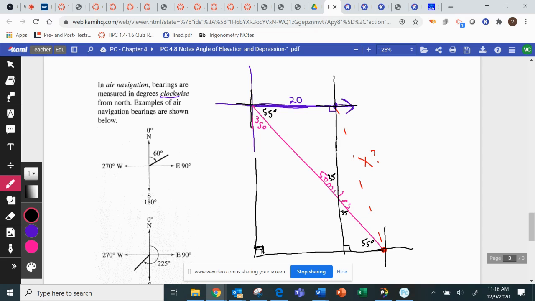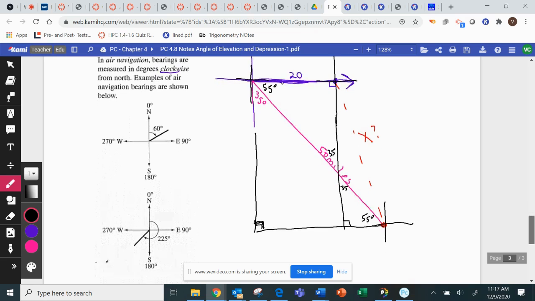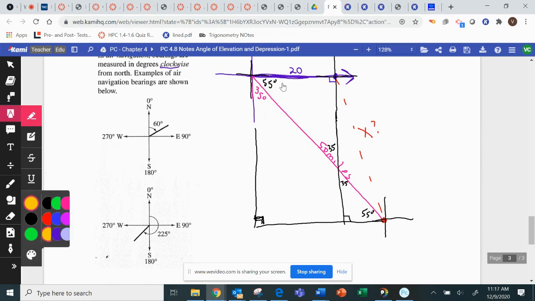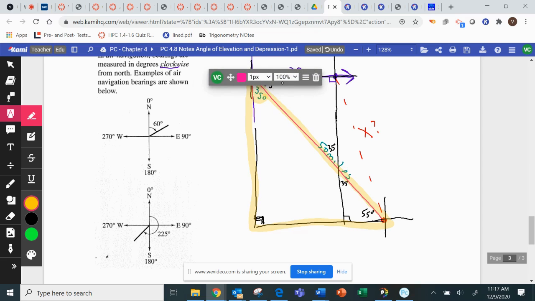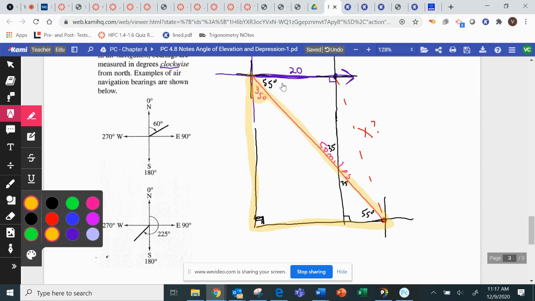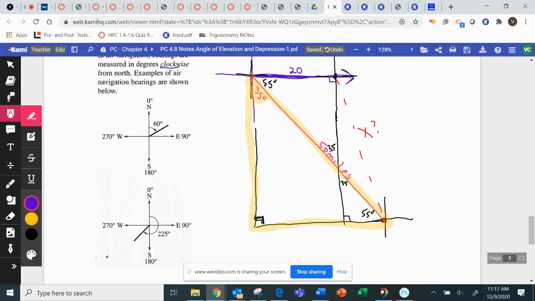Chris, what do you think? Could you take the largest right triangle and find the left side of it using the 35 degrees? Okay, let me highlight what you're talking about. So you're talking about this triangle here, right? And you're saying the vertical side using the 35 up here. What side would that be of that triangle? That would be the adjacent.